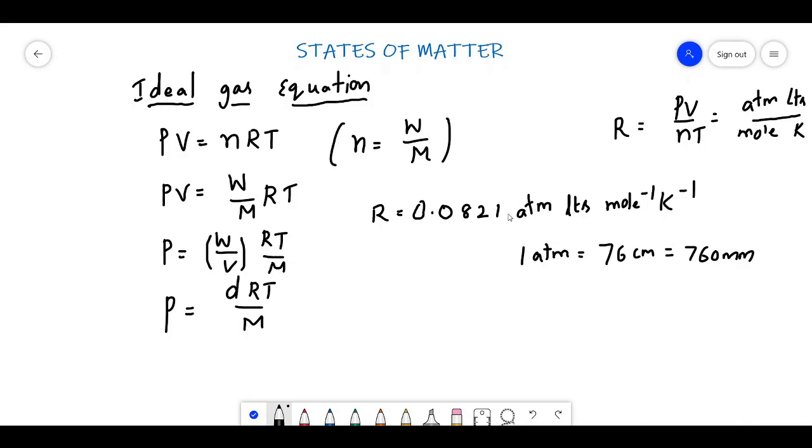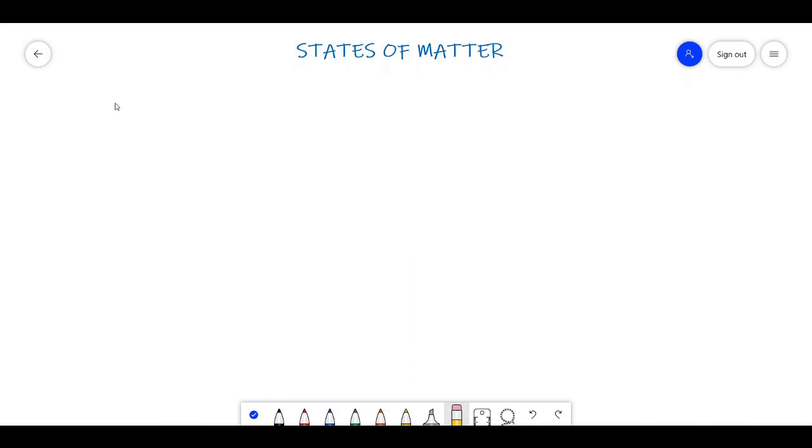Whenever you take the R value as 0.0821, take pressure in atmosphere, volume in liters, and temperature in Kelvin. That's all. Next, the kinetic gas equation.